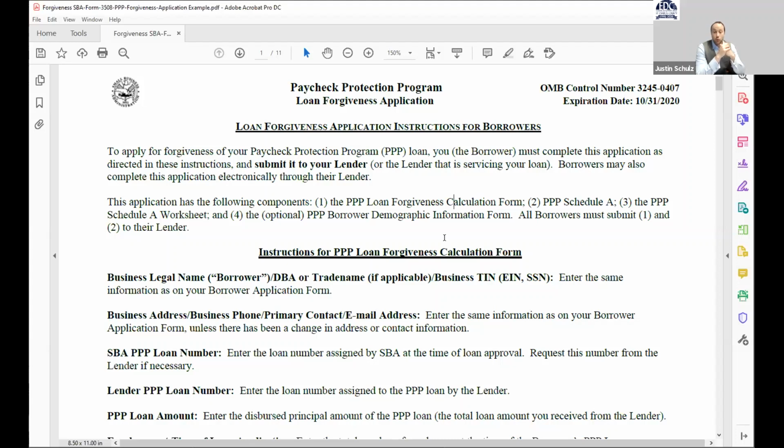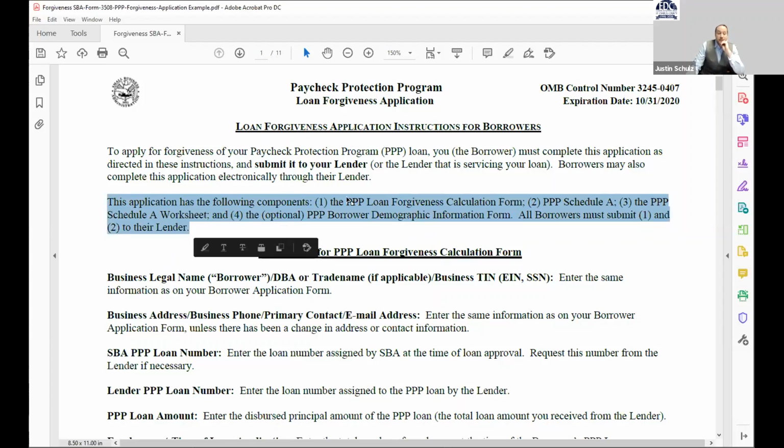You're going to actually work through it from the back to the front. To go over the sections of this application, there are 4 major sections which can be found right here. There's the PPP loan forgiveness calculation form. There's the PPP Schedule A, the PPP Schedule A worksheet, and then there's also an optional PPP borrower demographic information form.